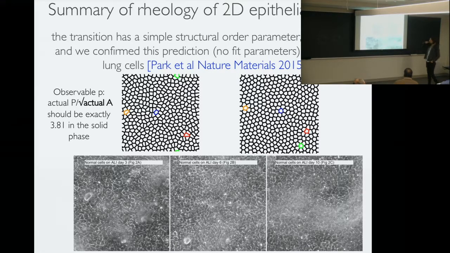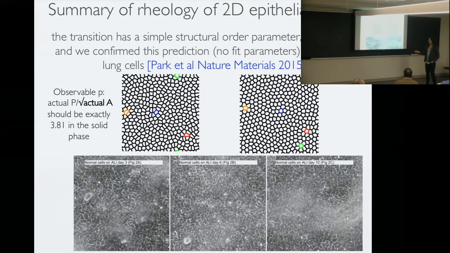And what we find in the simulations is that in the fluid phase, this observable changes. You can have exactly the shape you want, and the shape gets more and more elongated as you get more and more fluid-like. Whereas in the solid, you're pinned close to 3.81, and that's true independent of any other model parameters. That's kind of cool because that's a prediction for experiments.